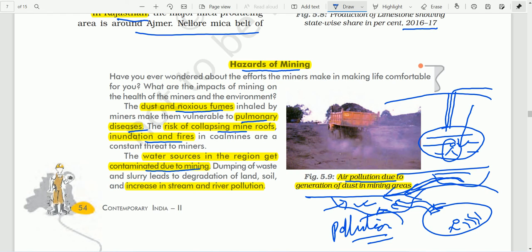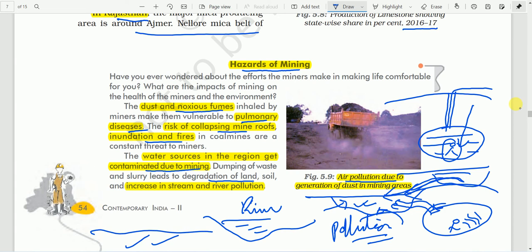Dumping of waste and slurry leads to the degradation of land, soil, and an increase in stream and river pollution. If we dump the waste product in the rivers or the streams, river pollution is there. And if we dump the slurry, the liquids, and the waste matter on the land surface, again the land will be degraded.